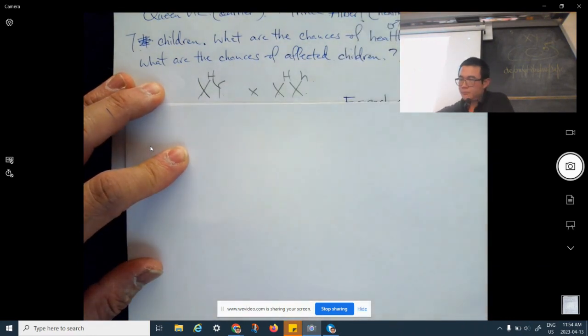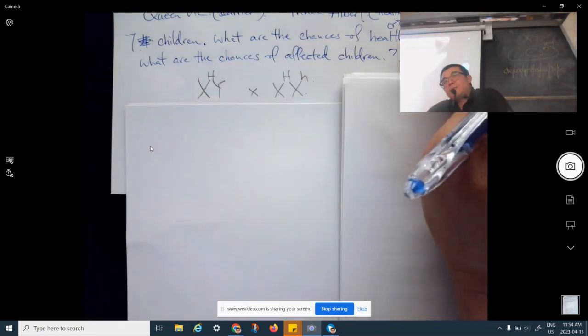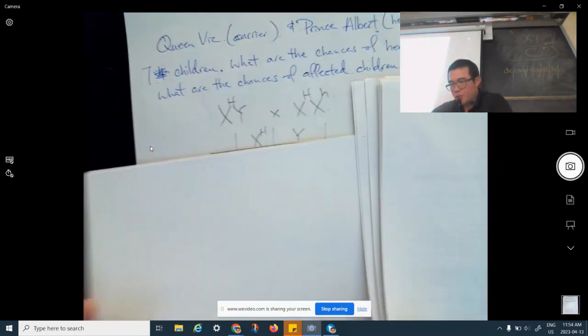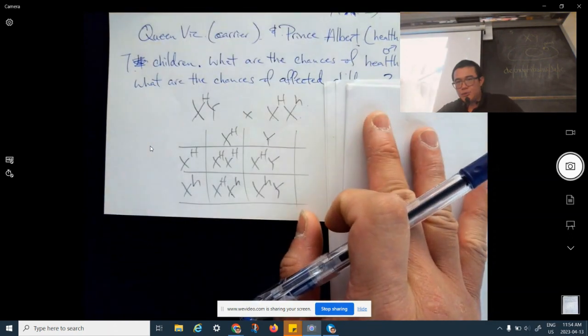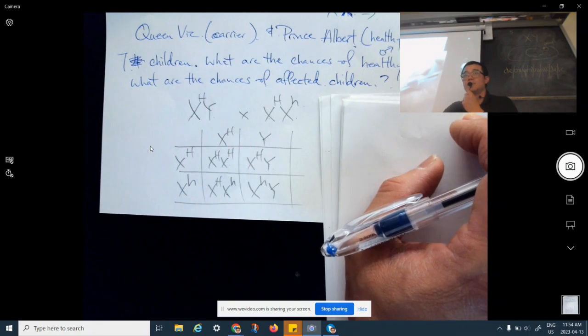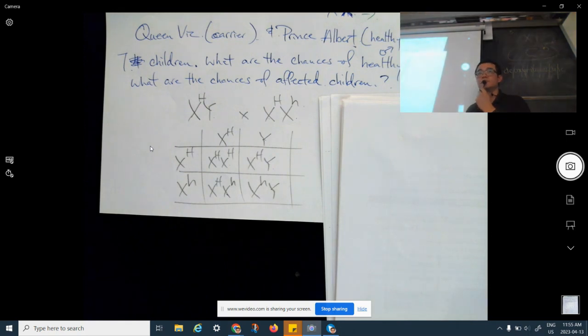Now, fill out the Punnett square. Again, please have the dad's information on the top and mom's information off the side, and you should have this. Dad's information on top. Dad on the top, mom on the side.